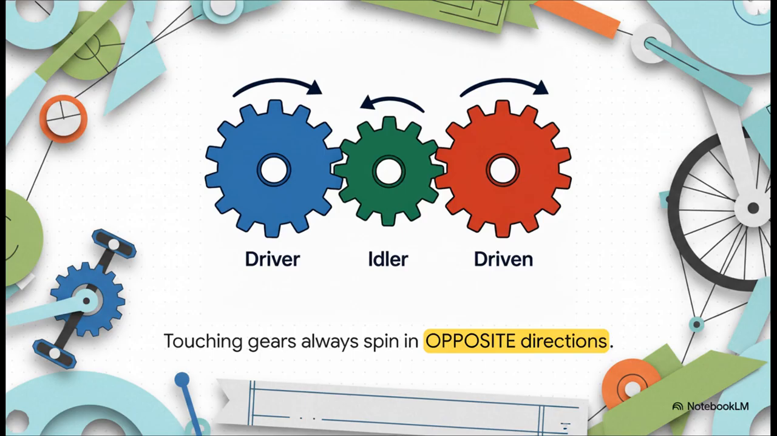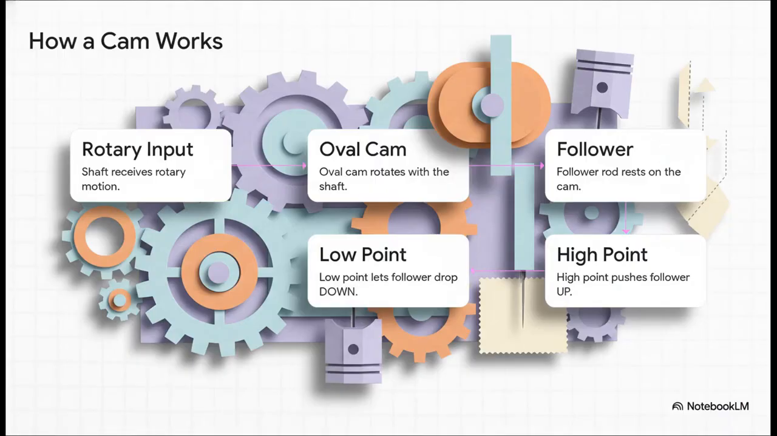Kind of like when you push the pedals on your bike. The driver then moves the red driven gear. But notice the golden rule in engineering here. Touching gears always spin in opposite directions. If you actually need them to spin the exact same way, you have to add a third gear right in the middle, that green idler gear, to flip the direction back. Make sense? Now, let's step it up a notch and look at a slightly more complex mechanism called a cam.